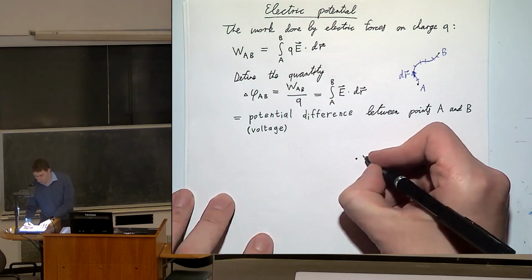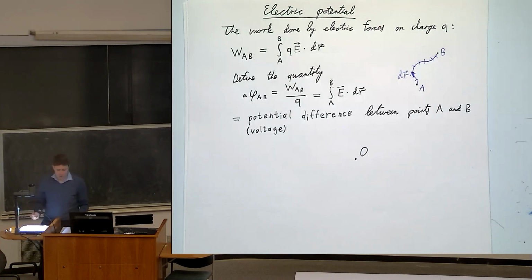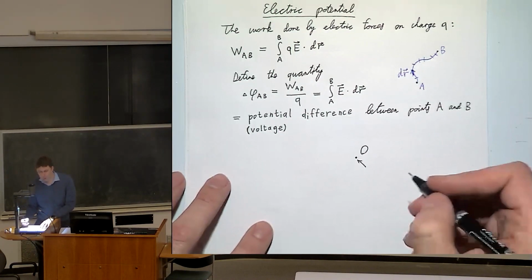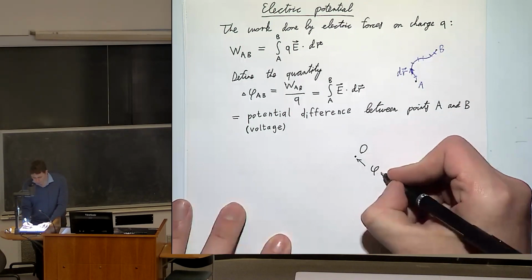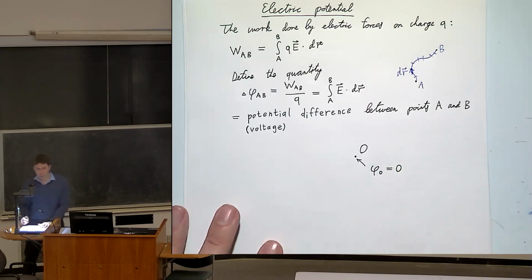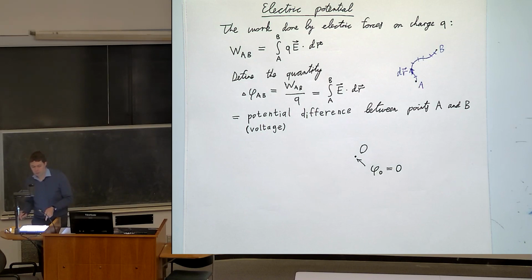And in order to define the quantity and not the difference, we can just take an arbitrary point O and assign an arbitrary potential to it. So we can say that by definition, at some point O of our choosing, the potential, I'm going to call it phi O, is 0, just by definition. And then using the difference, that will define the potentials at all other points.